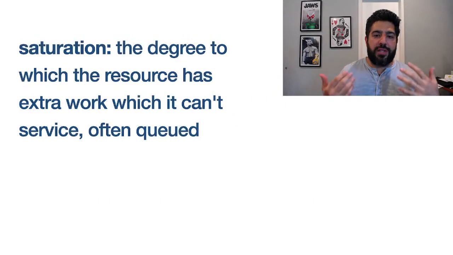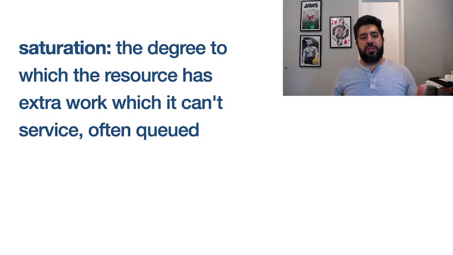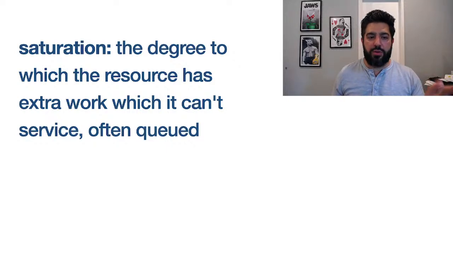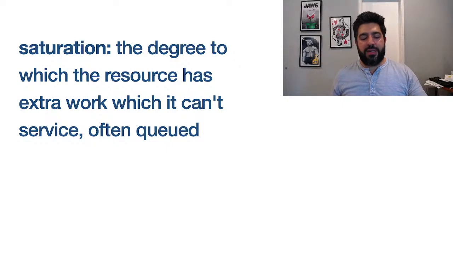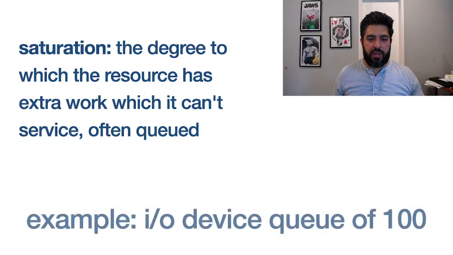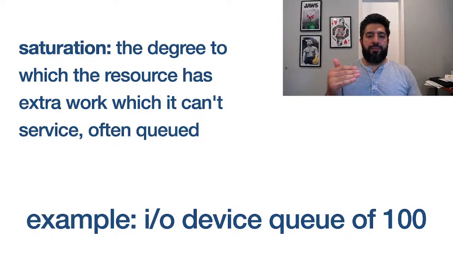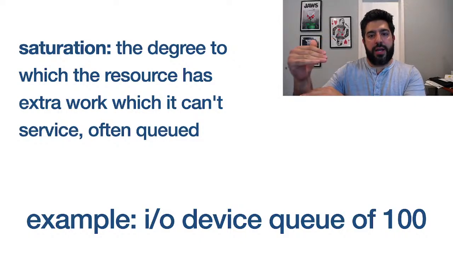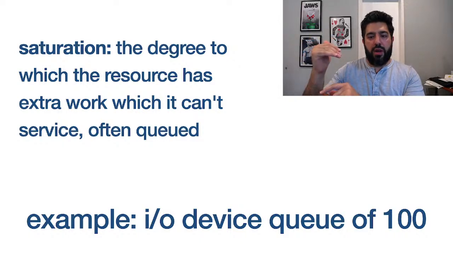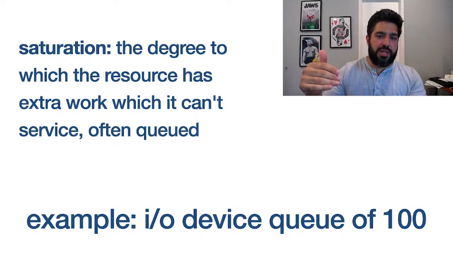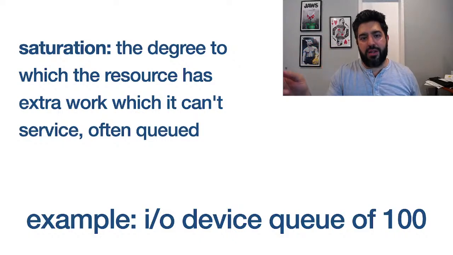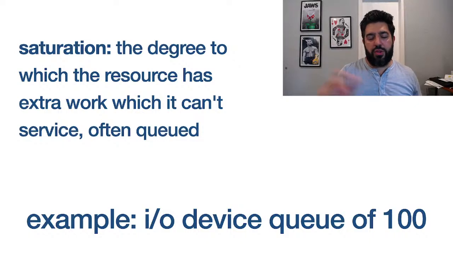So then we move on to the S, saturation. This is the degree to which the resource has extra work which it can't service, often queued. This is very easy to look at if we take a look at our I/O device with iostat. iostat is a Linux tool in the sysstat package. You'll see that there's an average queue size. That's a metric that you can get. I think you need to use the -x flag for extended, and then you'll see. I usually, when using iostat, use the flags -dmx.